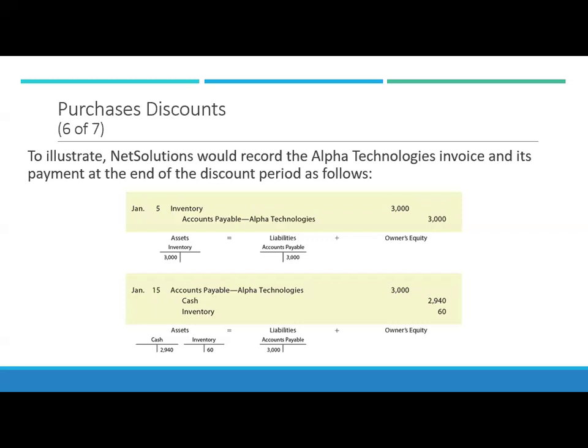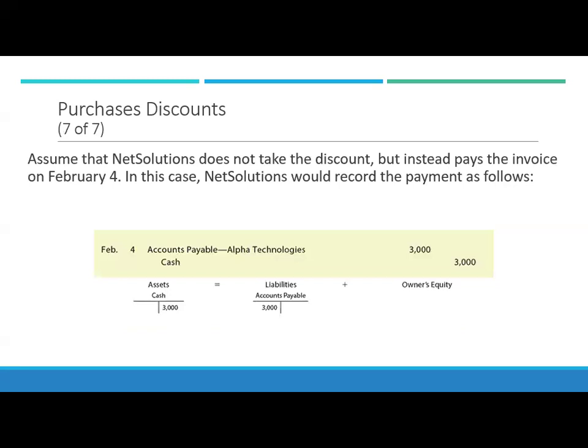because it reduces the cost of the inventory that we purchased. So we're recording the inventory on our balance sheet at the historical cost that it actually took to receive. Getting this discount is not a revenue to us. It's just reducing the cost of our inventory. So we credit inventory to reduce the balance. And assuming Net Solutions does not take the discount, they just pay the full $3,000 amount on February 4th or day 30 of the invoice.